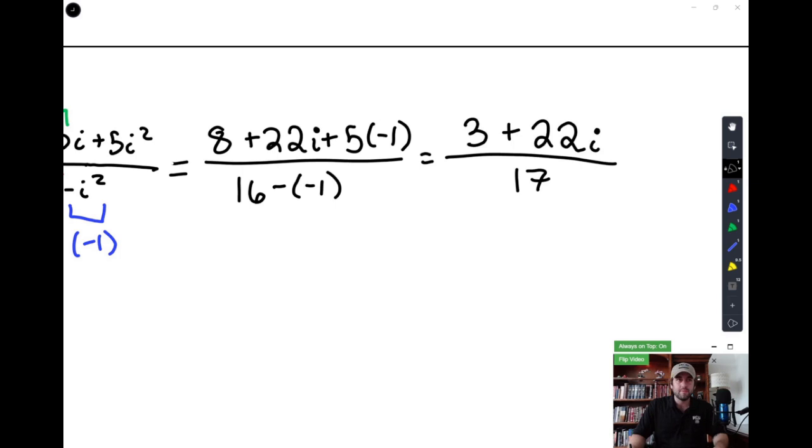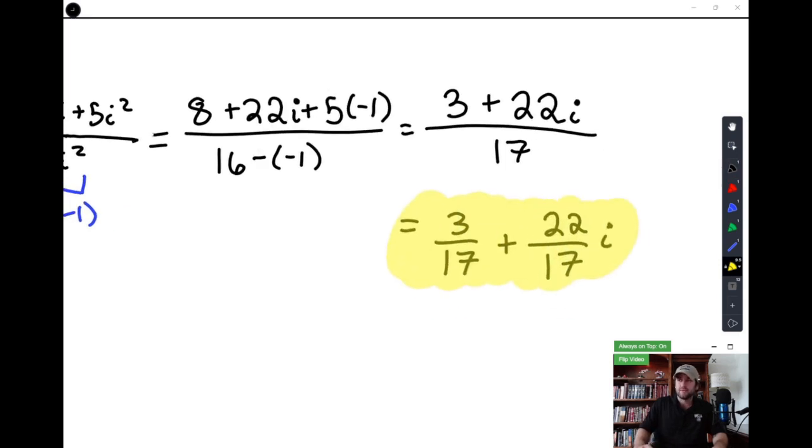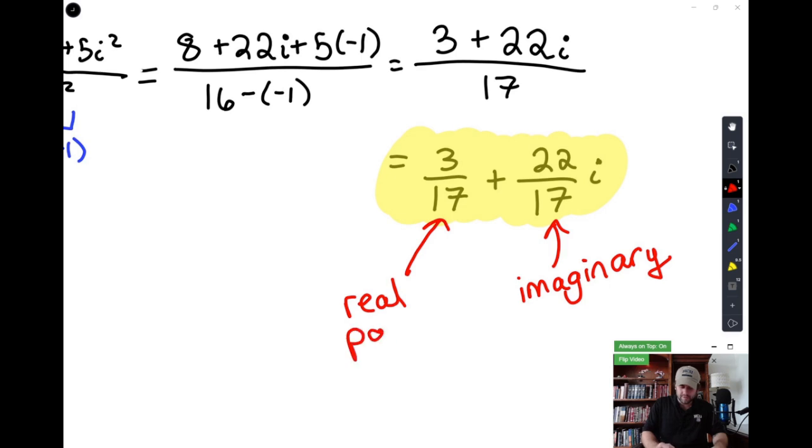And then as a last step, just like all the other solutions, we're going to split up the real part and the imaginary part using a common denominator and the properties of fractions, and get a result of 3 over 17 as the real part and 22 over 17 as the imaginary part.